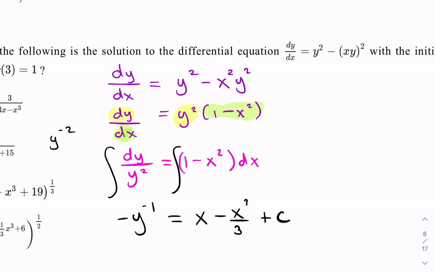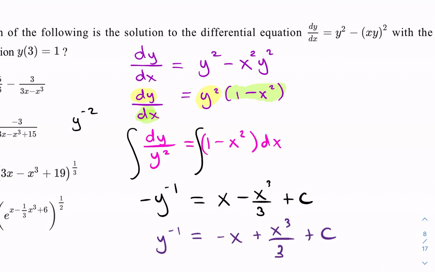And now you can use your initial condition whenever. Some people do it at this moment, some wait till the end. Why don't we just wait till the end? So I'm going to multiply everything through by negative 1 first. So I get y to the negative 1 is equal to negative x plus x cubed over 3. Now you can write negative c, but you could also just write plus c, because that c will be figured out once we plug in our initial condition.